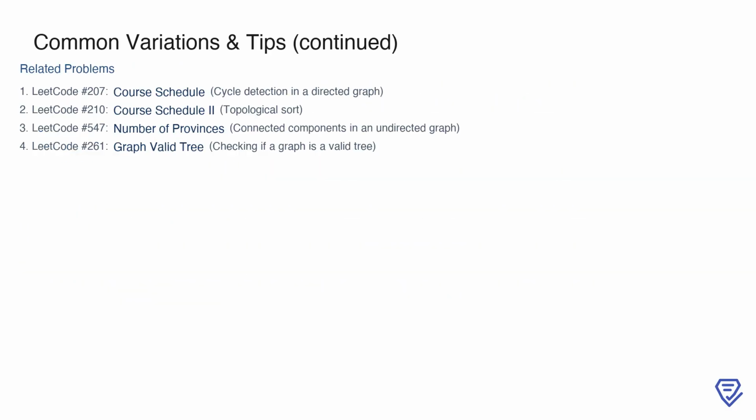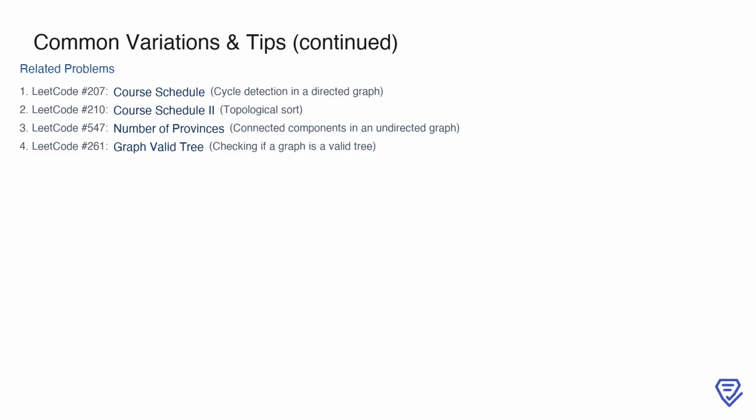To strengthen your understanding, it's helpful to explore related problems that share similar concepts. For example, LeetCode Problem 207, Course Schedule, focuses on detecting cycles in a directed graph, which is a fundamental concept in many graph problems. Problem 210, Course Schedule 2, builds on this by introducing topological sorting, often used for dependency resolution in directed acyclic graphs.